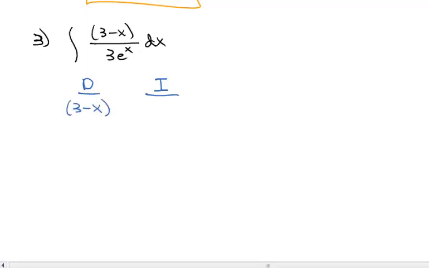Let's do the integral of (3 - x) over 3 e^x dx. Column for derivatives and a column for integrals. The derivatives that are ultimately going to go to 0, we know, is 3 - x. So the rest of it, I'm going to call it 1/3 times e^(-x), just to make the integral easier to work with. In fact, I'm even going to put that e^(-x) over 3.